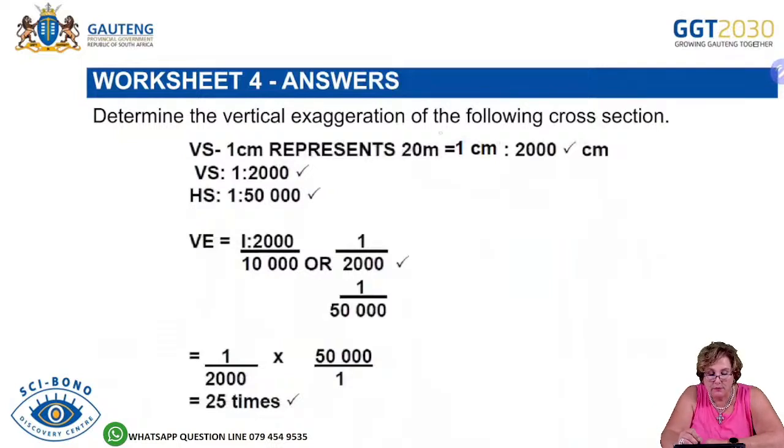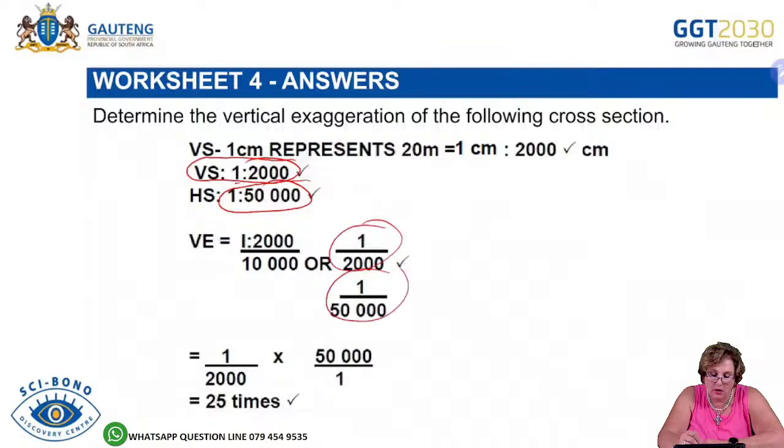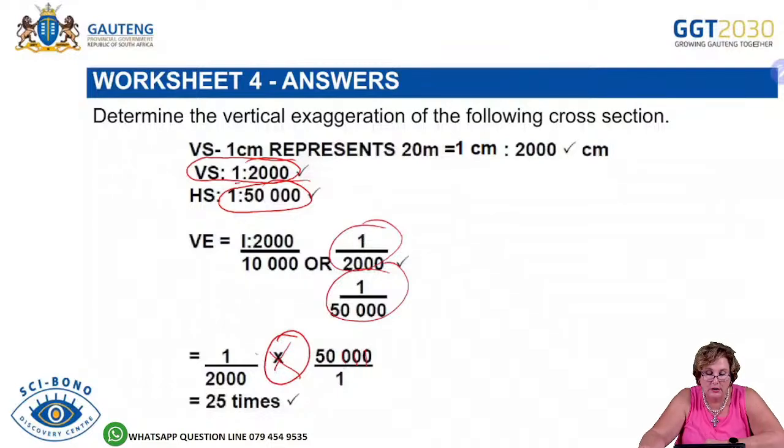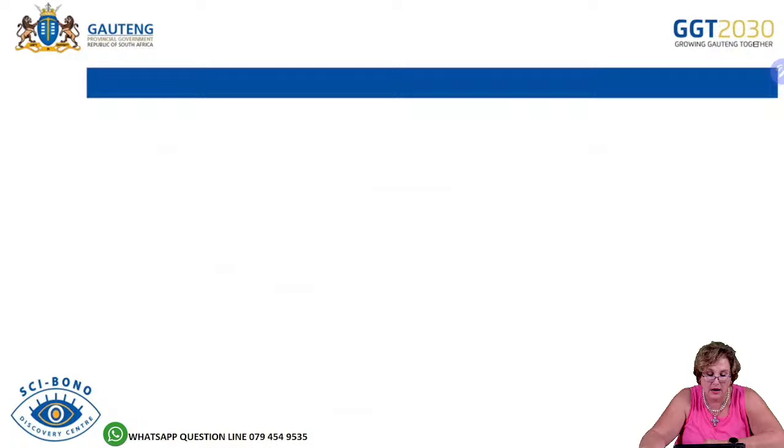I have to convert it, so it became 1 to 2,000 over 1 to 50,000. So I say 1 over 2,000, 1 over 50. Remember, I divide, so when I divide it becomes a multiplication. So at the end I have again 50 divided by 2 gives you 25 times.